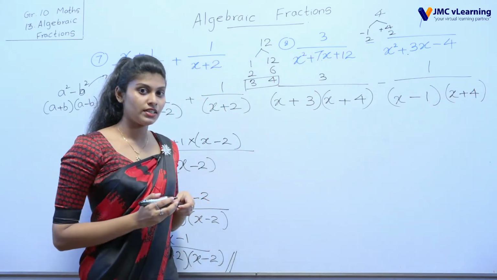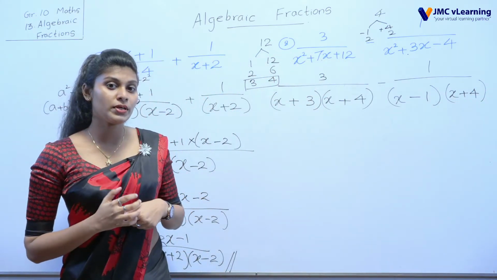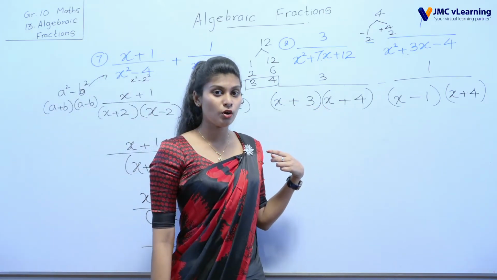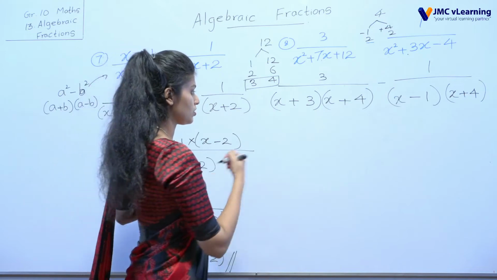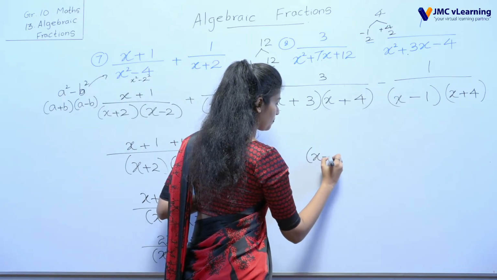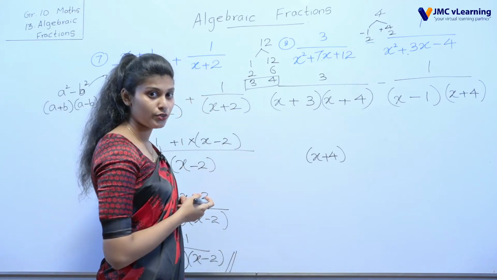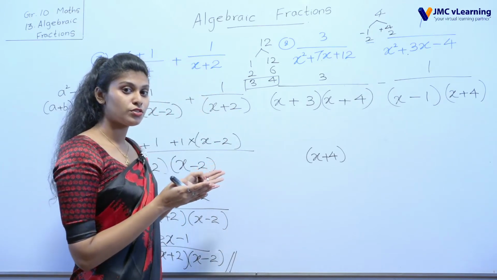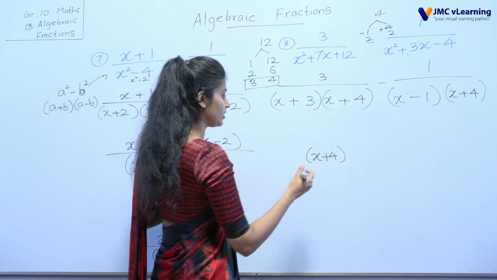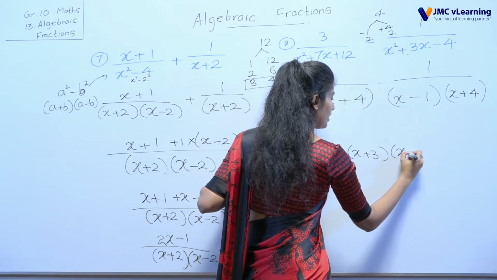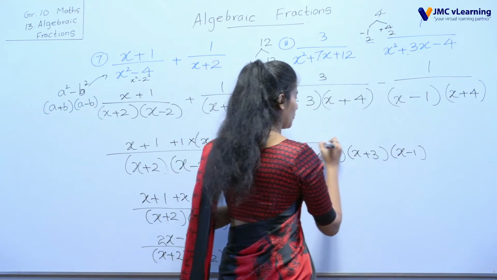Then check whether there are any common denominators here. Here x plus 4 is common denominator to both. So x plus 4 is one common denominator, others are different to each other. So that part also you have to write as the common denominator. X plus 3, x minus 1.